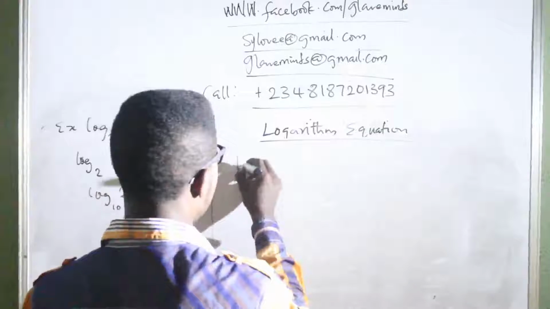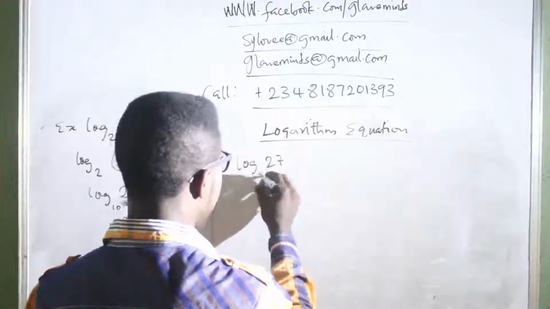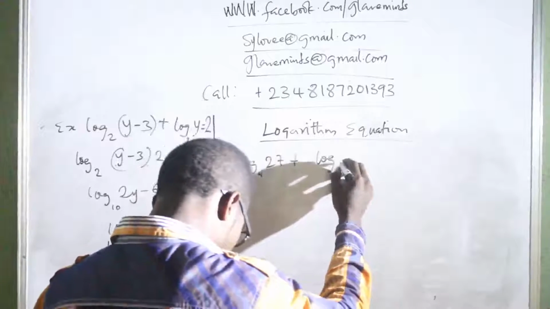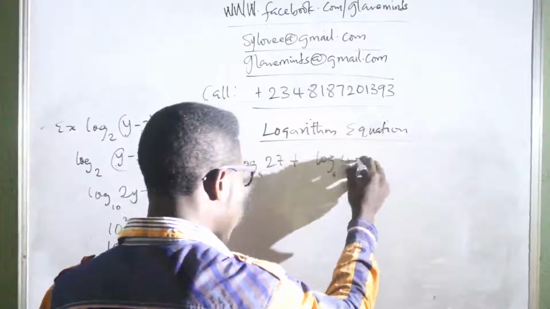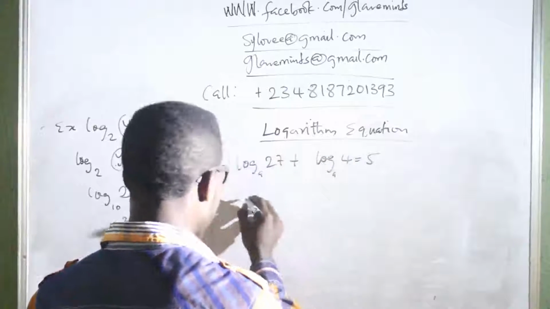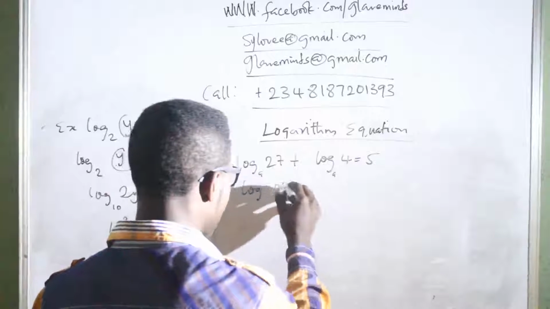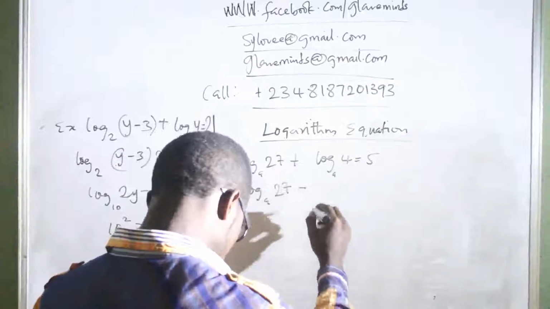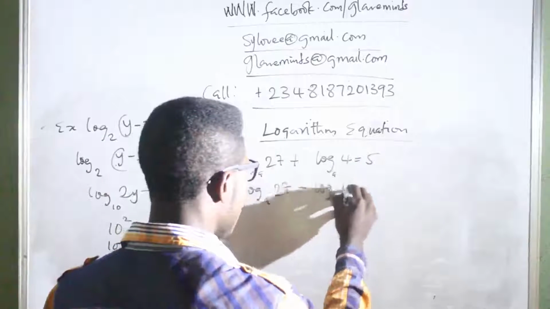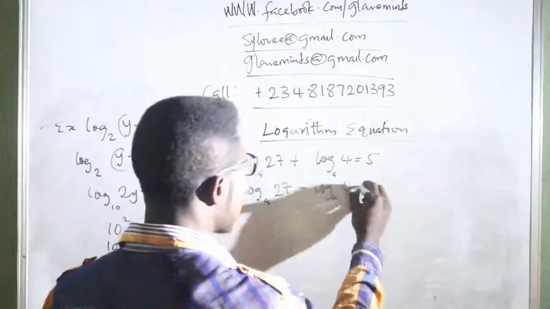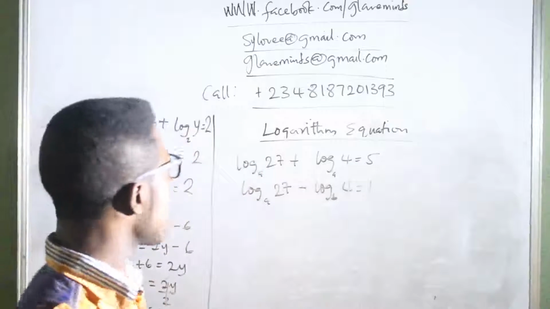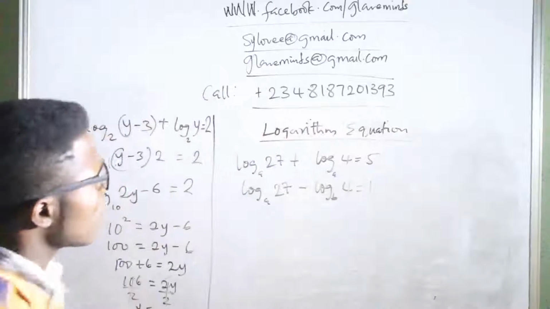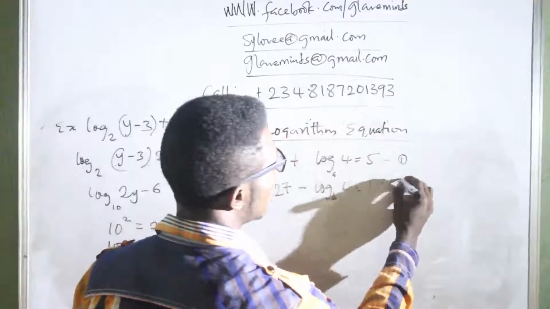Now let's assume we have log 27 base a plus log 4 base a equal to 5. Let's call that equation 1. We have log 27 base a minus log 4 base b and we said equal to 1. Pretty simple, right? Now we're going to watch out for this and see how we'll be able to solve this. Okay, this is equation 1 and this is equation 2.